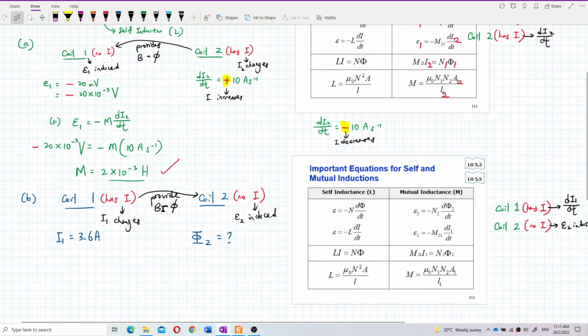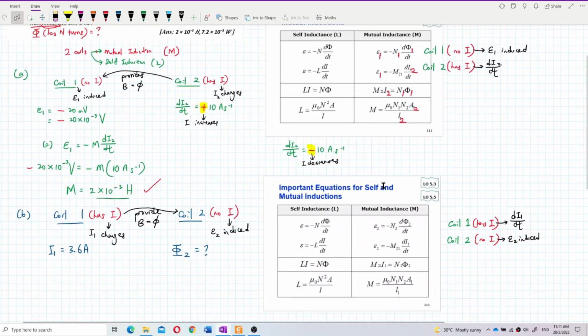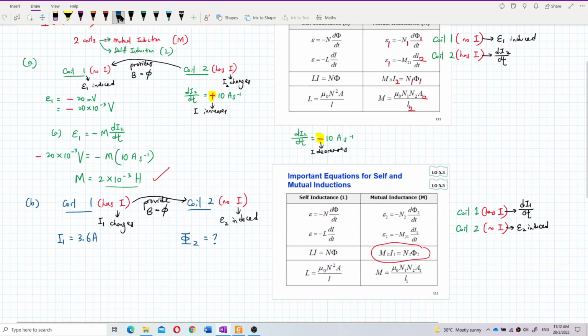This is also mutual induction. You use the bottom one. Now coil 1 has the current, and coil 2 has the induced EMF. So to find the magnetic flux linkage for coil 2, you use this one: M I1 equals N2 Phi 2. So I use this formula.